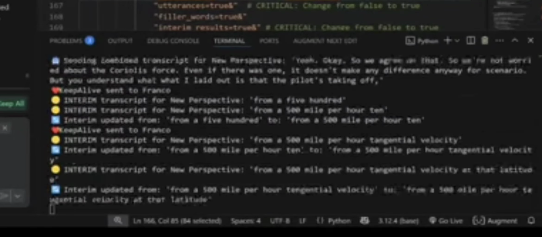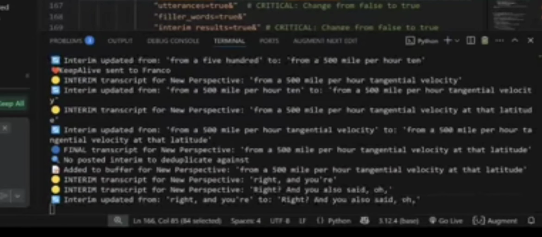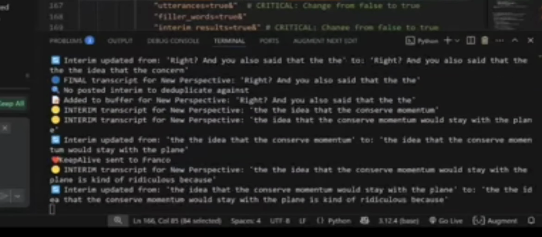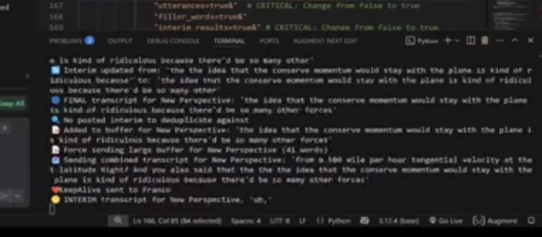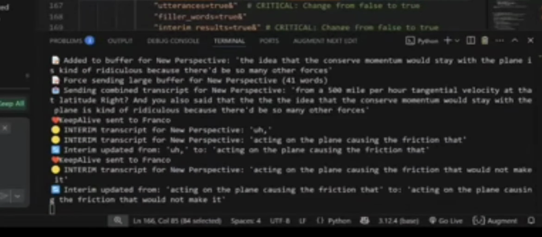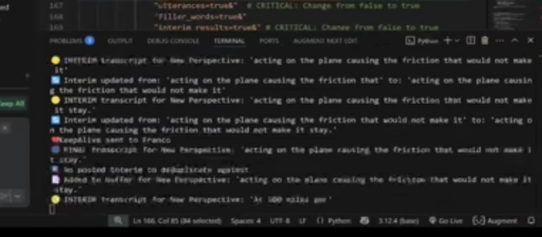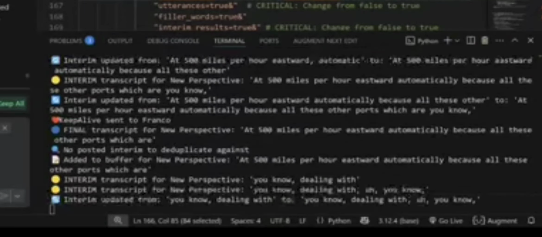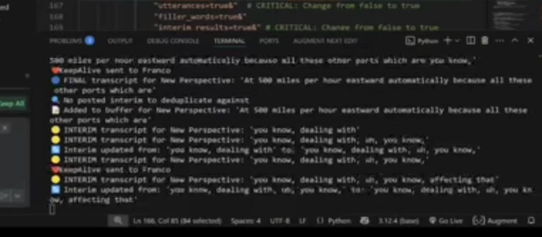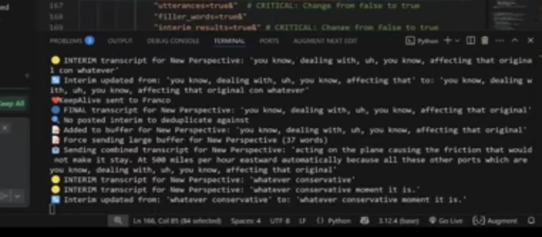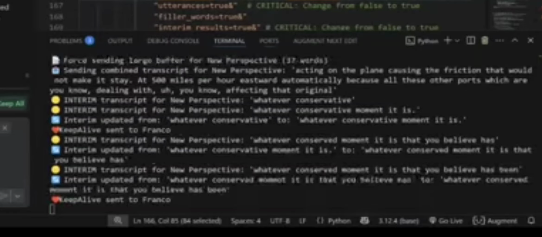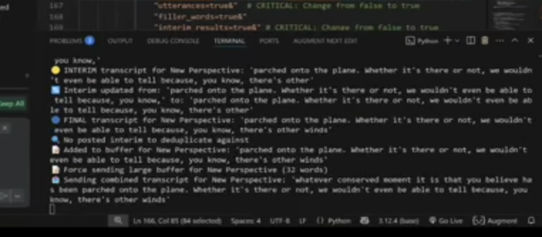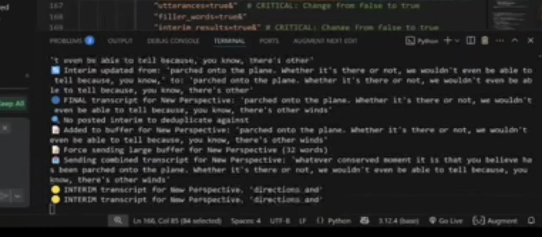And you also said that the idea that the conserved momentum would stay with the plane is kind of ridiculous because there'd be so many other forces acting on the plane, causing friction that would not make it stay at 500 miles per hour eastward automatically. All these other forces are affecting whatever conserved momentum you believe has been imparted onto the plane. Whether it's there or not, we wouldn't even be able to tell because there's other winds going in opposite directions, and the plane could be flying against the spin like in my scenario.